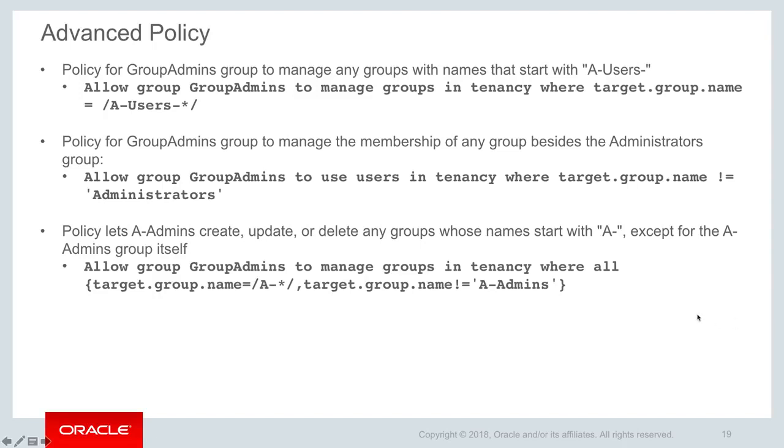You can see more examples of the request operation function when combining it with pattern matching. On this first example, I'm saying allow group admins to manage groups in the tenant where the target group name, so I'm using the request operation function here, and combining it with a pattern match that says all groups named all-users-star. Only those groups I'm going to allow the group admins to manage and control.